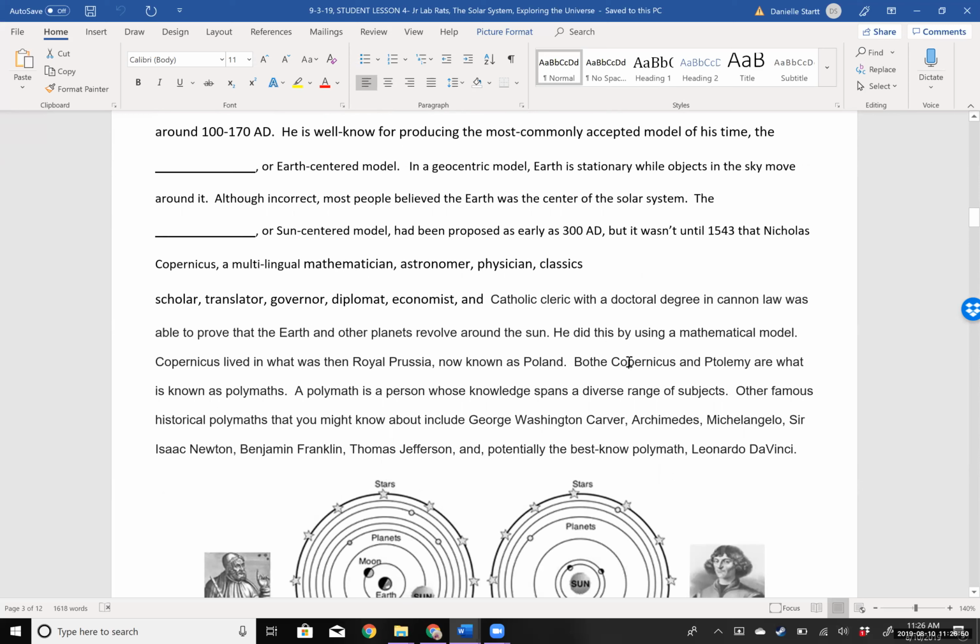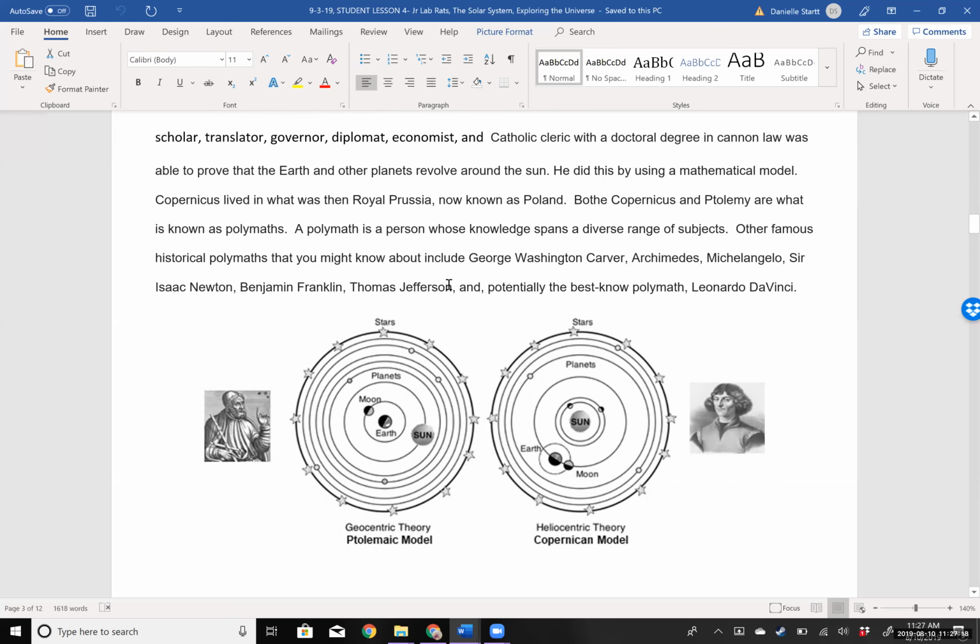All right, so Copernicus did this by using a mathematical model. Copernicus lived in what was then Royal Prussia, which we now call Poland. This is a typo, it should say both, and it says both with an E. Both Copernicus and Ptolemy are what are known as polymaths. This is just an interesting side note. A polymath is a person whose knowledge spans a diverse range of subjects. Other famous historical polymaths you might know include George Washington Carver, Archimedes, Michelangelo, Sir Isaac Newton, Benjamin Franklin, Thomas Jefferson, and potentially the best-known polymath, Leonardo da Vinci.